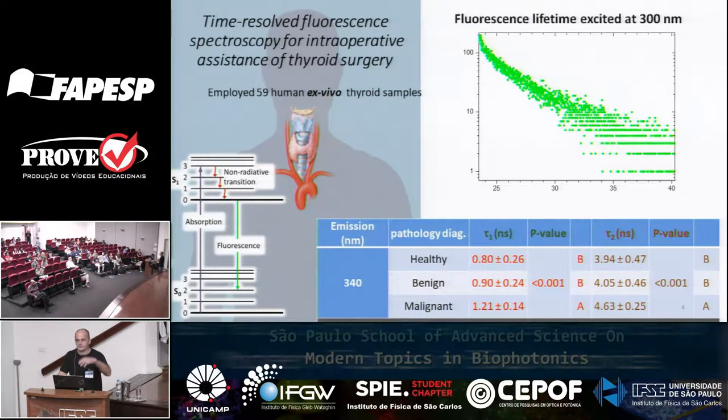Before we start talking about light dosimetry, I selected two slides to show what I do in diagnosis. This is the first, which summarizes the work where we employ time-resolved fluorescence. In this work, we show that the fluorescence lifetime, excited at 300 nanometers in thyroid tissue, can detect the difference between malignant and benign tissue, using the lifetime at the emission of 340 nanometers. That is the main result that we have from one collaboration with our hospital.